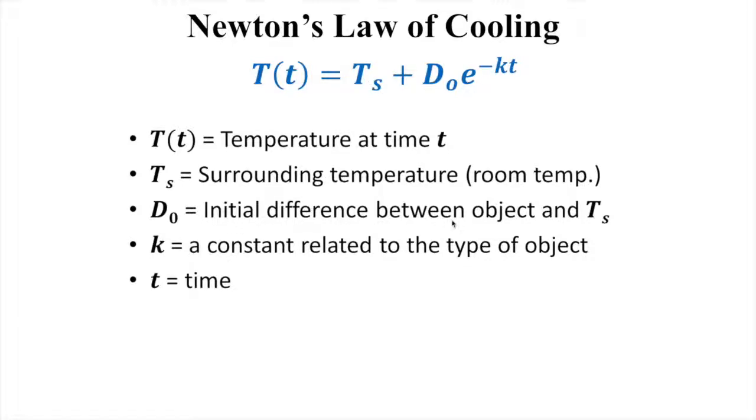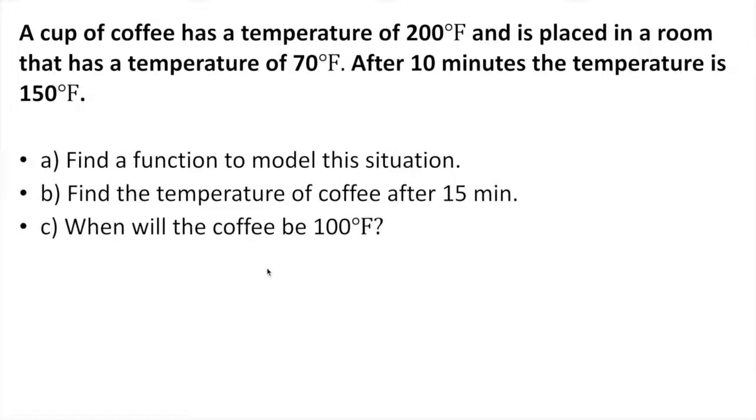The initial difference is between the object and T of S. So if we had something that was 100 degrees and we put it in a room that was 75 degrees, the initial difference would be 25. K is going to be a constant. Typically, K will be given to you. Sometimes you do have to find K, though, and T is time. All right, so let's go through this.